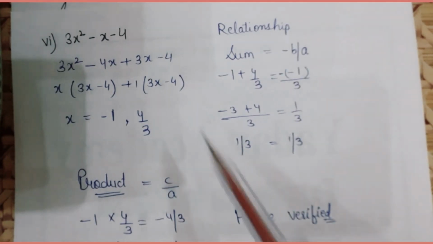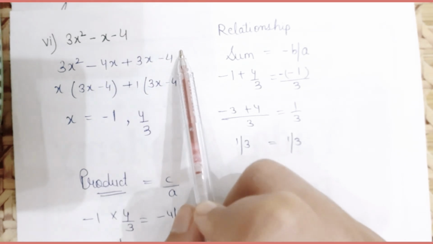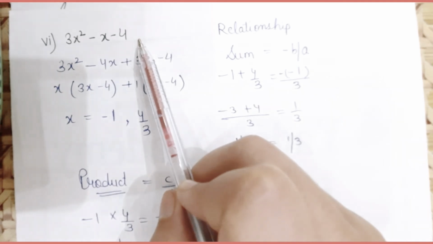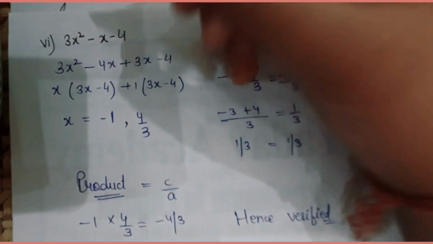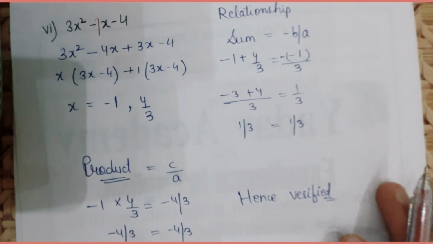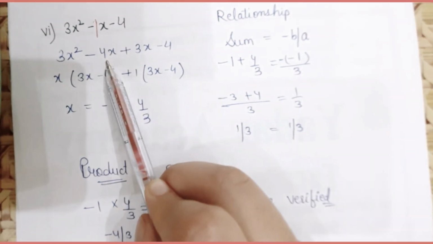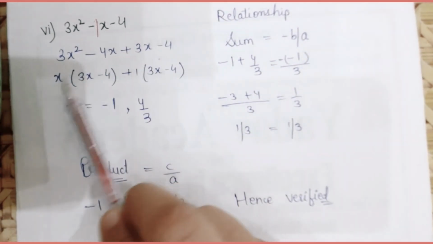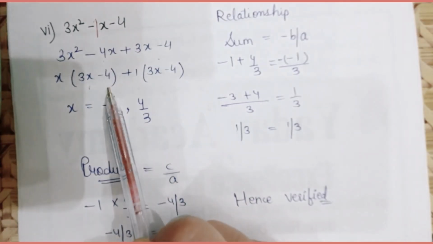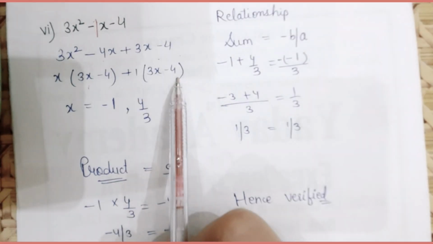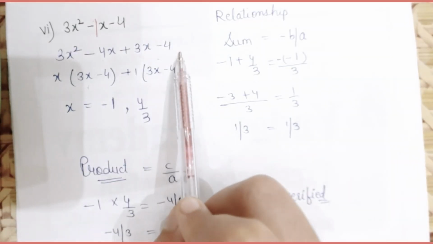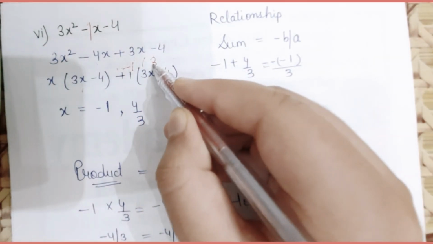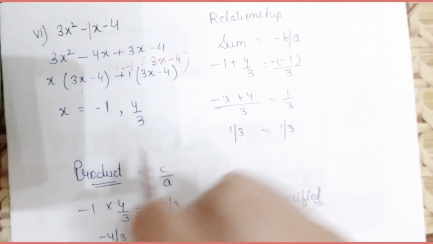Now let's discuss the sixth part. 3x square minus x minus 4. We will split the middle term: 4 times 3 is 12. So the product should be 12, but the sum should be minus x, it means minus 1. Okay, we will split the middle term and get minus 4x plus 3x. So from that our equation will be this, and we will solve it. From this x will be common, 3x remains left, from there minus 4, and from this plus 1, 3x minus 4. If it is minus 3x plus 4, then minus 1 will come outside, and the interior will reach 3x minus 4.